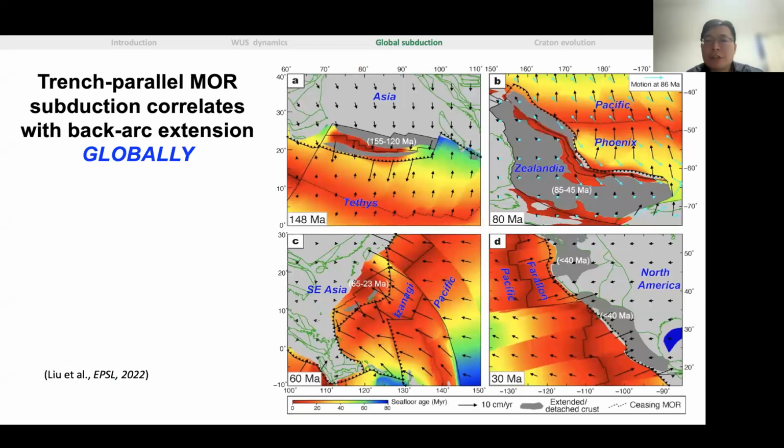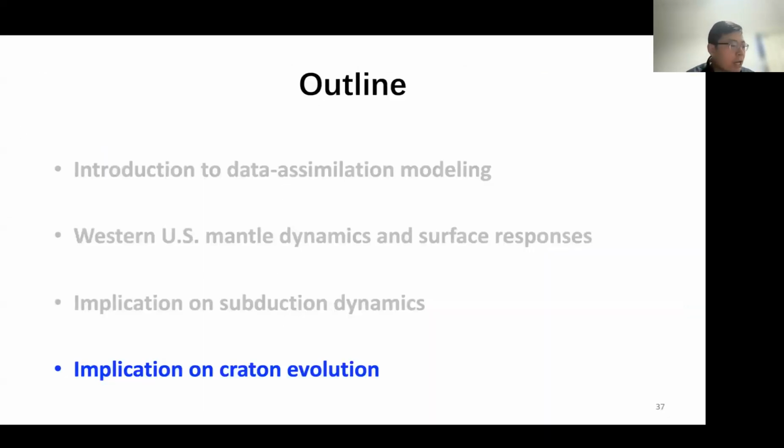Okay, another interesting thing is this phenomenon is actually happening globally. We call this trench parallel mid-ocean ridge subduction, and that caused the back arc extension, because the mid-ocean ridge subduction marks the end of an oceanic plate, right? Okay, so finally, I will use a few minutes talking about the craton evolution. This sounds like a different topic, but actually it's really a derivative of this kind of study.